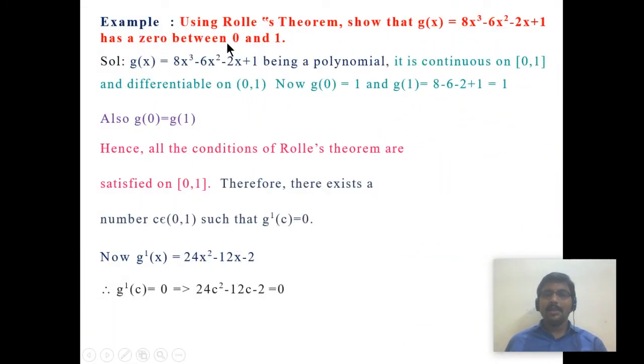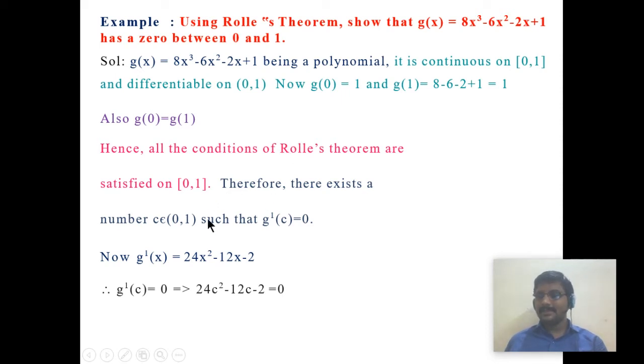Another example, using Rolle's theorem, show that g of x is 8x cubed minus 6x square minus 2x plus 1 has 0 between 0 and 1. So clearly given function is continuous and differentiable because it is a polynomial or algebraic expression. And also g of 0 value, which is obtained by replacing x as 0, and g of 1 is obtained by replacing x as 1. Both the values are equal. So all the three conditions of Rolle's theorem are clearly satisfied.